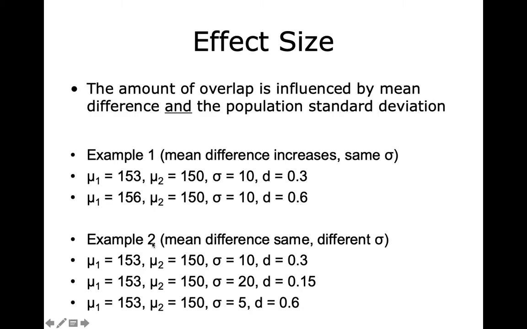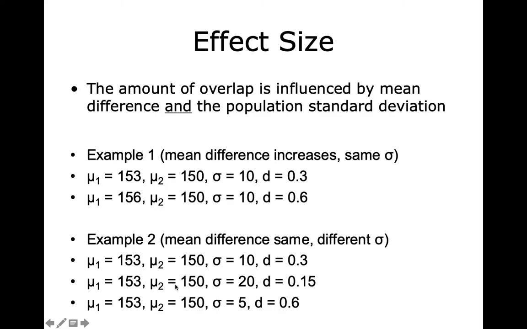Now with example 2, let's keep the same mean difference, a 3-point mean difference, and we're just going to adjust the population standard deviation. Here's our first example where we got a d of 0.3. But let's take that same mean difference of 3 and imagine that we started out with populations that had more variability. You can think about those curves as being wider, with more spread around the mean. So d in this case would only be 0.15.